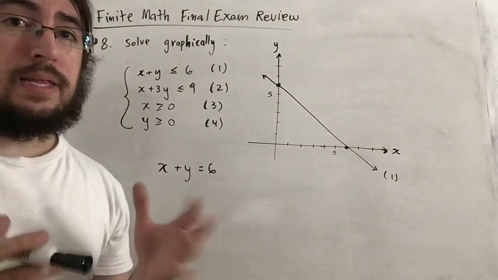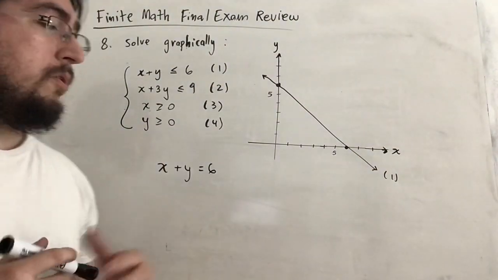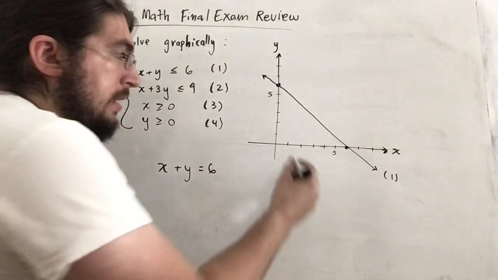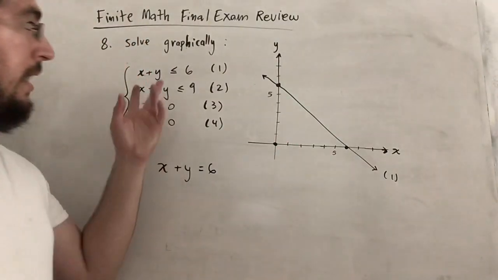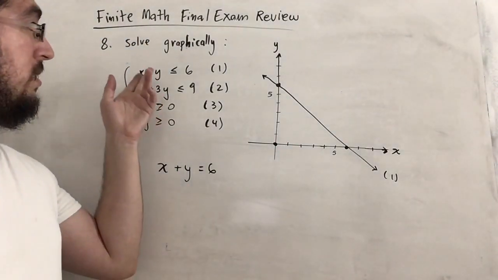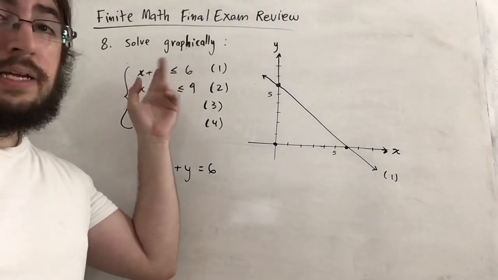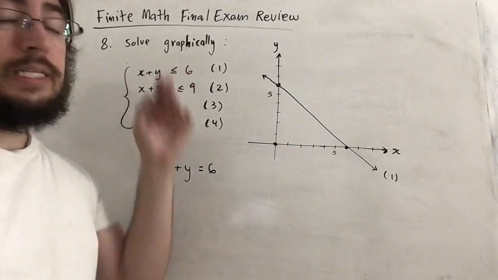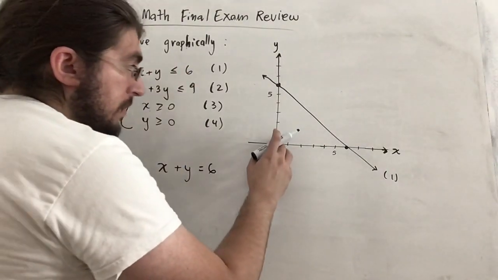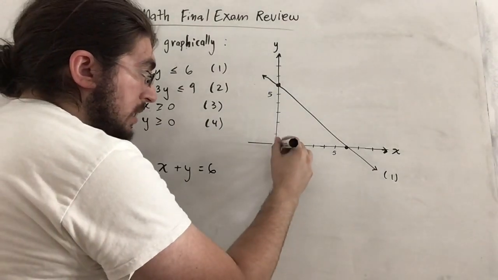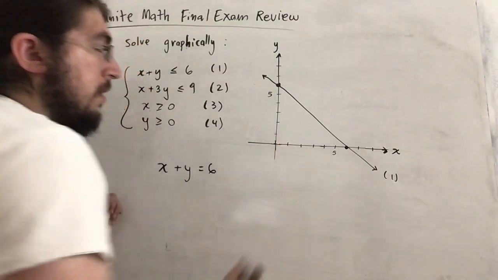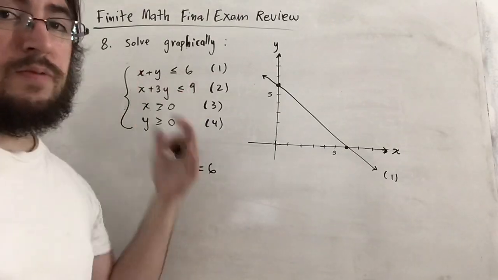And something to keep in mind that I find very helpful and always tell people to do is to pick a point, let's say 0, 0, plug it in and see if it works. And notice 0, 0 plugged in actually gives us something that works. It's less than 6. So that works in this case. So we shade that side of the line. Okay, good. But we'll shade after the fact because we have a few things to consider.